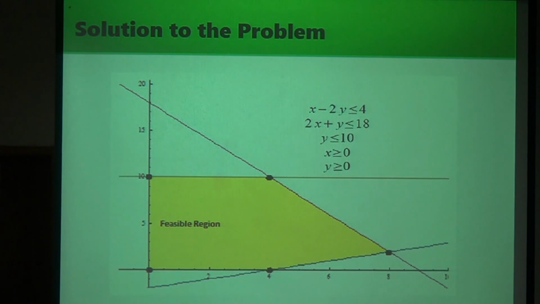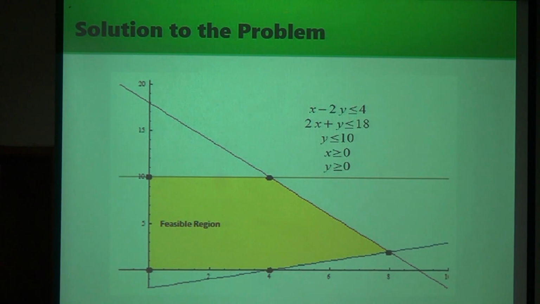And this is easy because you have y equals 10. So they just have to substitute 10 into 2x plus y equals 8. Okay? And then find the intersection of these two lines. And then this is easy because this is just the x-intercept of x minus 2y equals 4.